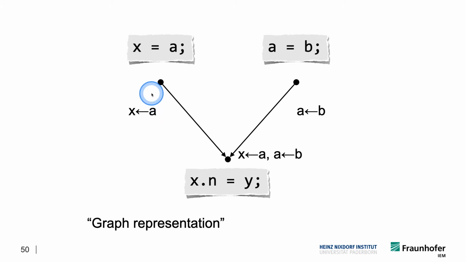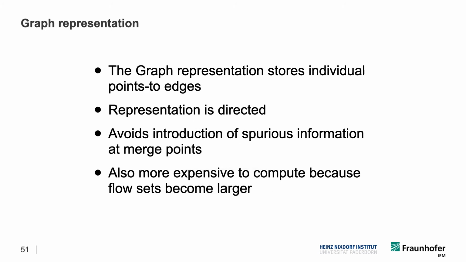And now, importantly, when we merge this, we don't just merge across everything like we did earlier, right? We're merging the individual mappings, basically. So we're merging them together, and we still have both of the original relationships that you saw here. And this would not indicate that B and X may alias, right? So they're being kept separate. So the graph representation stores individual points-to edges. That's rather similar to what you saw in the pointer assignment graph in Spark. It's a directed representation. It avoids the introduction of spurious information at merge points, like I just showed you.